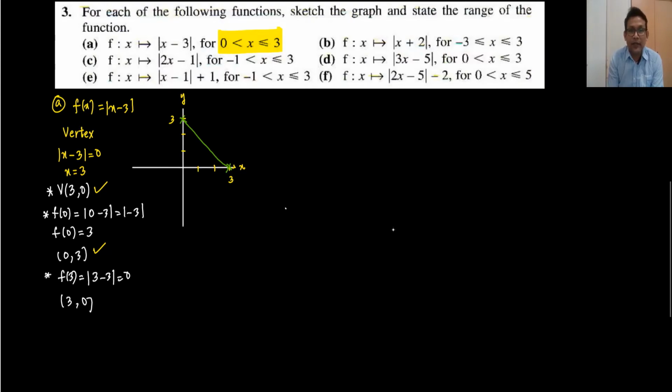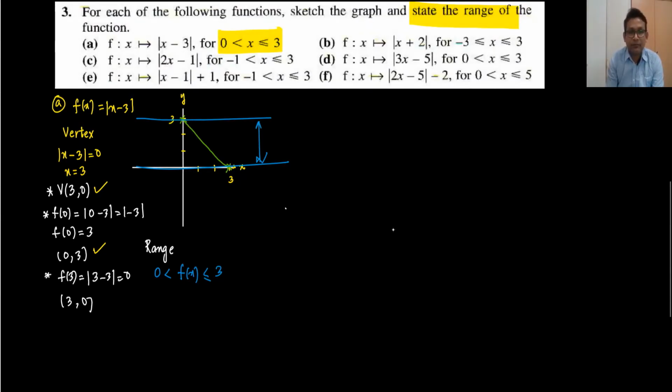Now one thing I want to add here, yes, we also have to find the range of the function. For the range we always take the values of y. So for the range, what is the minimum value of y? The sketch is starting and ending here. So what is the minimum value of y? The minimum value of y is 0 and the maximum is 3. So we write the range is 0 less than or equal to f of x less than or equal to 3, and we have done it. The range is also 0 to 3. This was question number 3 part A.